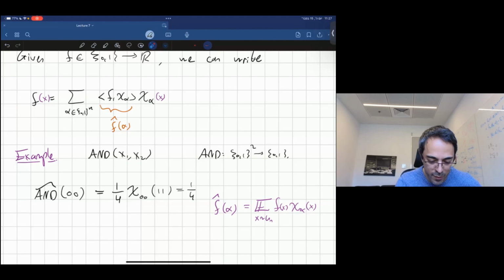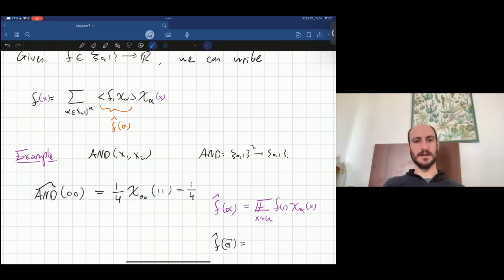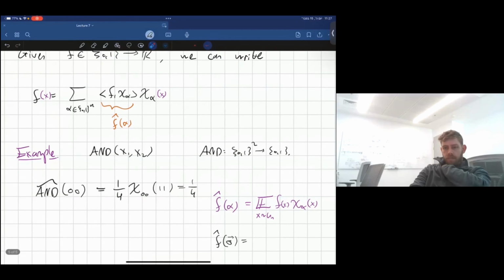Right, in general, by the way, if you have a function and you ask what is f hat of the all zeros vector, it doesn't have to be just 2 bits. What is it? Can you see from here what's going on? When you take alpha to be the 0 vector... It's the average of f.